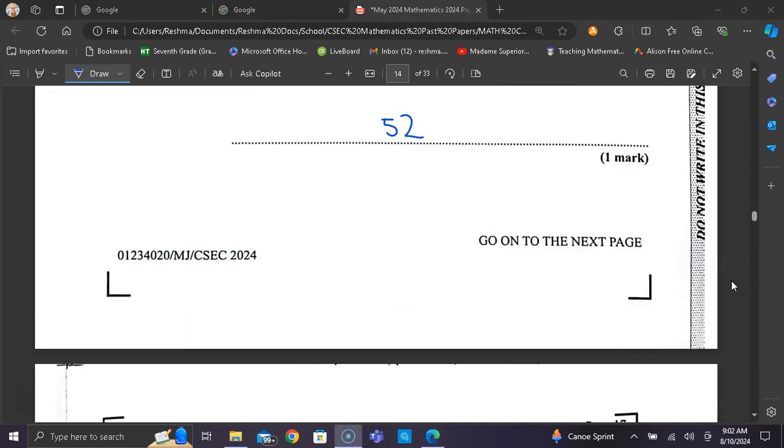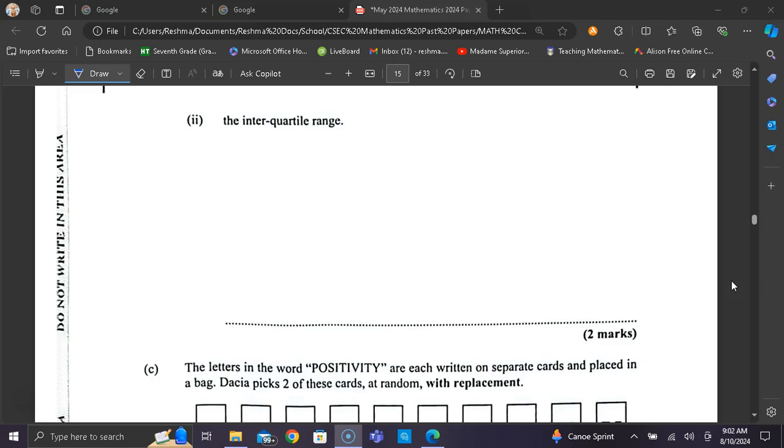So let's go on to part 2 of the question. So for 2 marks, we need to find the interquartile range. Okay, so the interquartile range is what we call a measure of dispersion. Okay, and that is equal to Q3 minus Q1, where Q3 is what we call the upper quartile and Q1 is called the lower quartile.